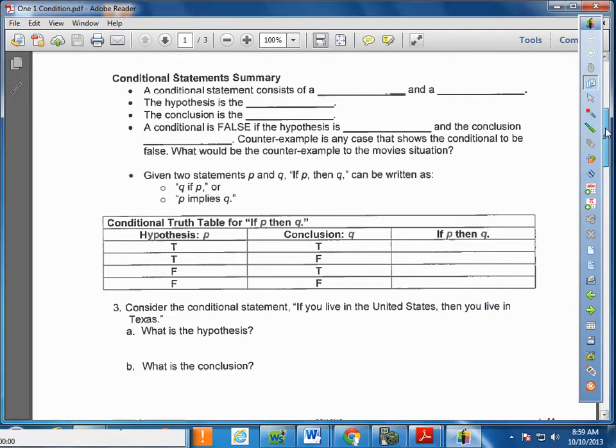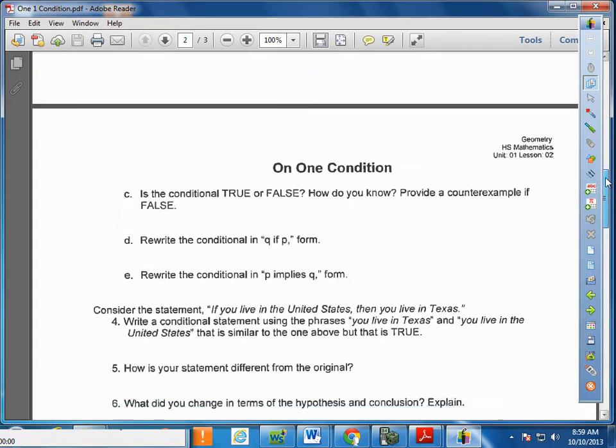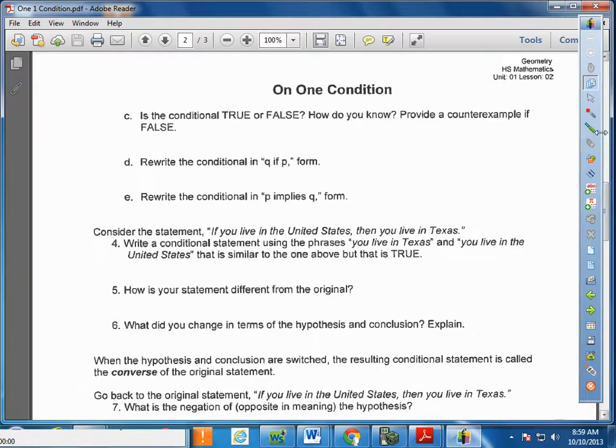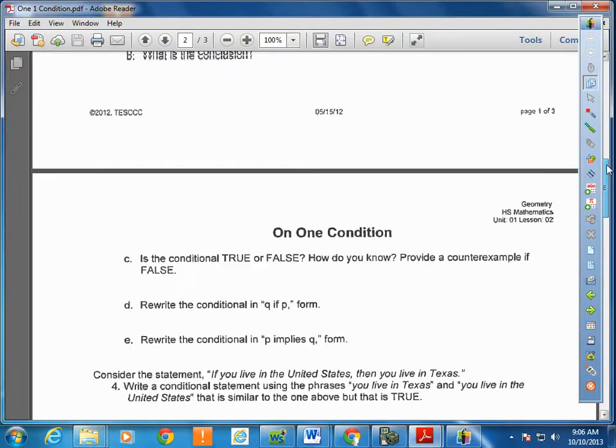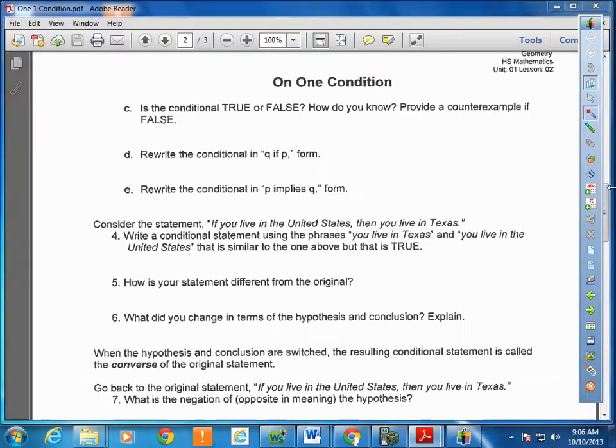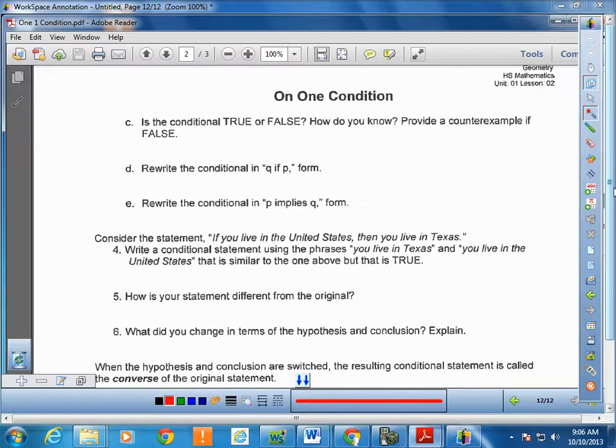All right, moving on to part C of number 3. Is the conditional statement true or false? How do you know? Provide a counterexample if it is false. All right, if you live in the United States, do you live in Texas? Is that true? Because Texas is in the United States, it's going to be true. How do you know? You know because Texas is in the United States.